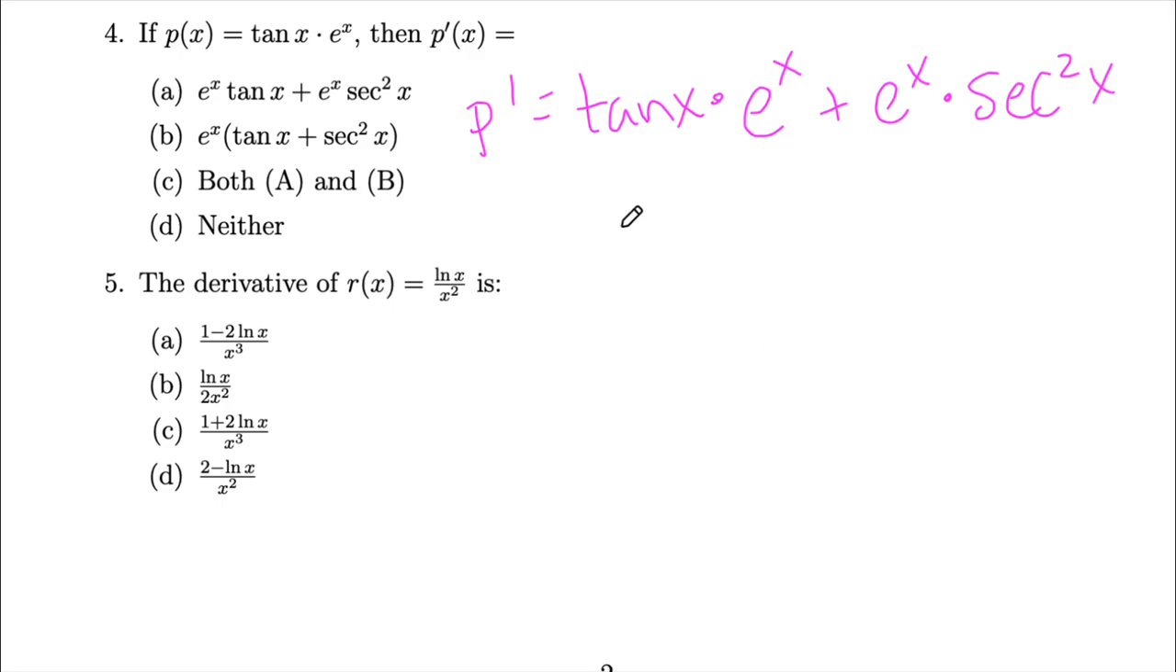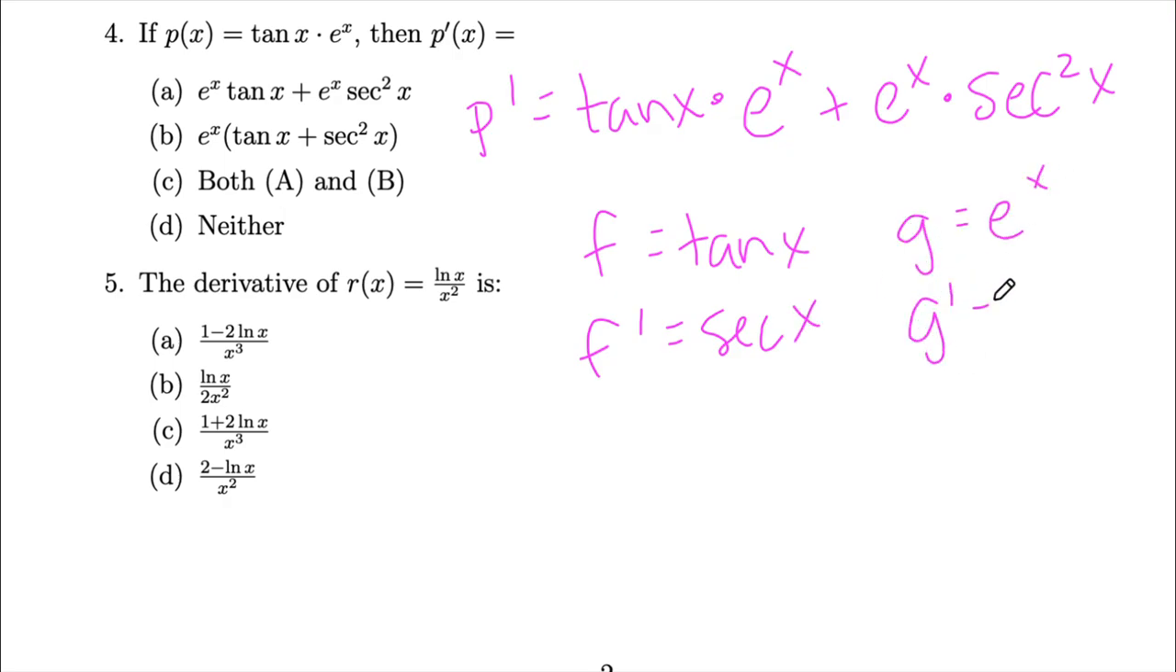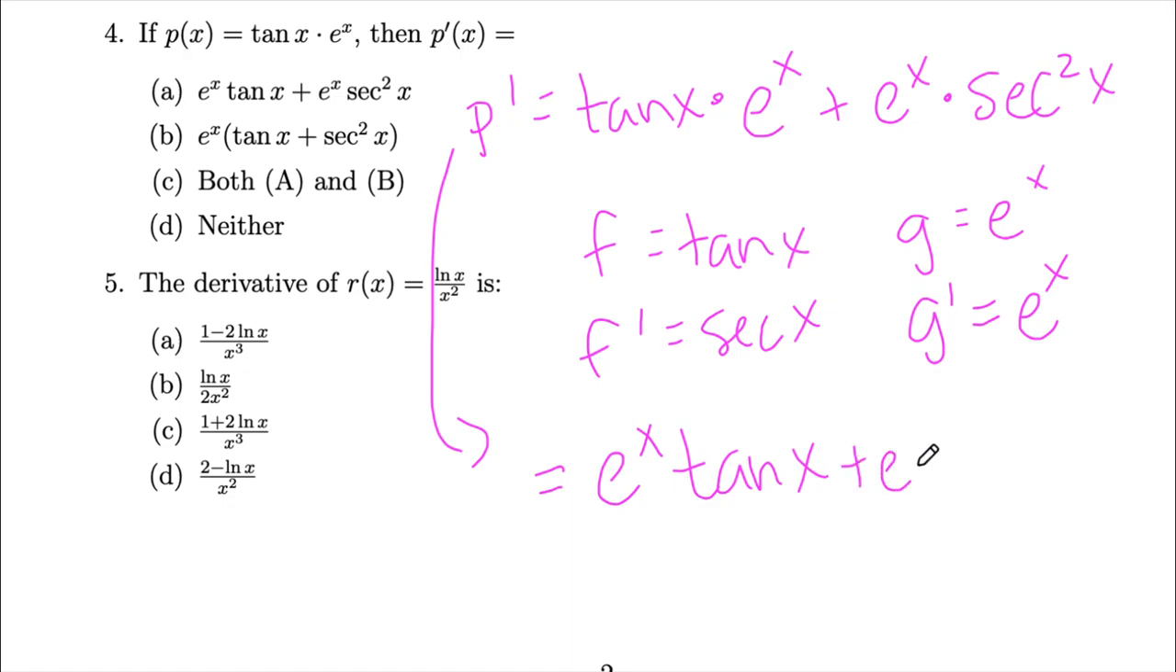So what that would look like is I would write f equals tangent of x, f prime equals secant squared of x, g equals e to the x, g prime equals e to the x. And then you would just plug it into the formula. So whatever way works for you. Okay, but either way, we would end up getting p prime here up at the top. And then from here, we're just going to go ahead and simplify this. So let's just rewrite it with e to the x in front. So it's nice and pretty.